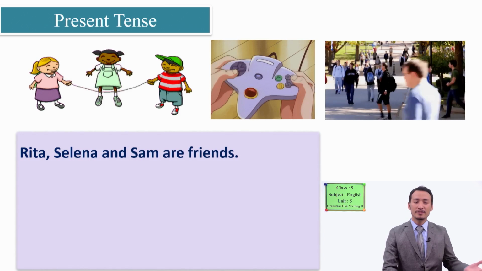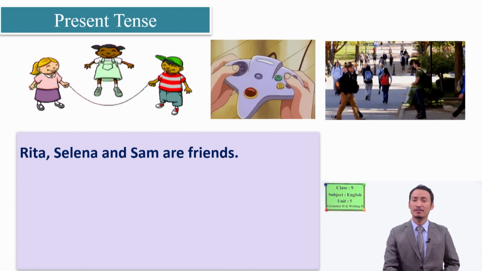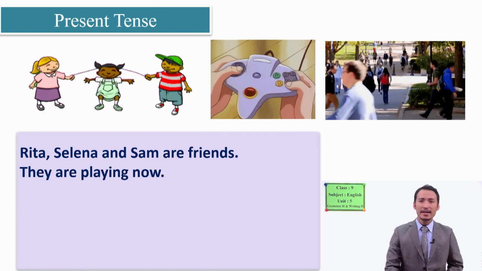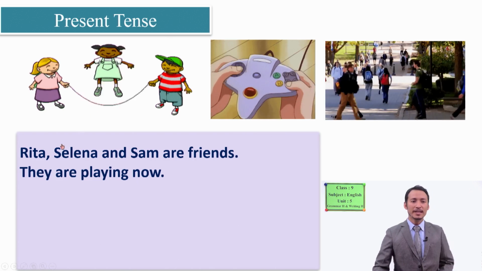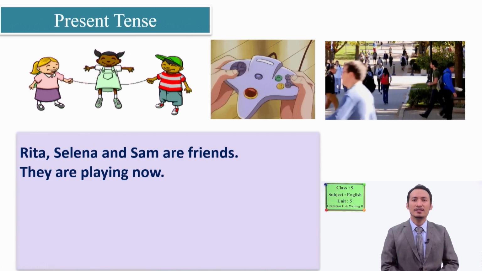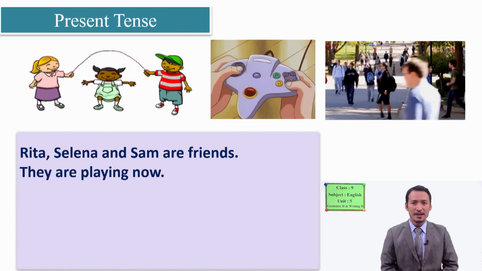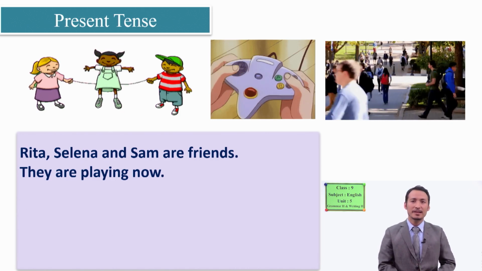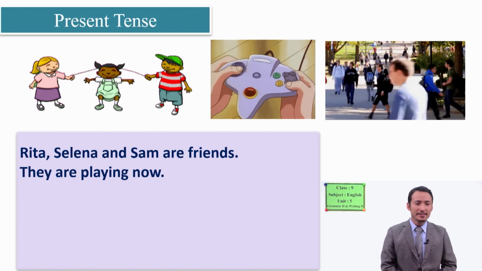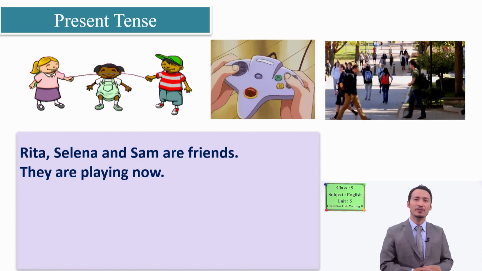So Rita, Selena and Syama are friends. This is a simple present tense form. And we have another sentence for this. They are playing now. So you can see here the first sentence talks about the general situation or the fact that Rita, Selena and Syama are friends, and there is an action going on between them that we can say, they are playing now. So we can use present continuous tense for describing those actions.